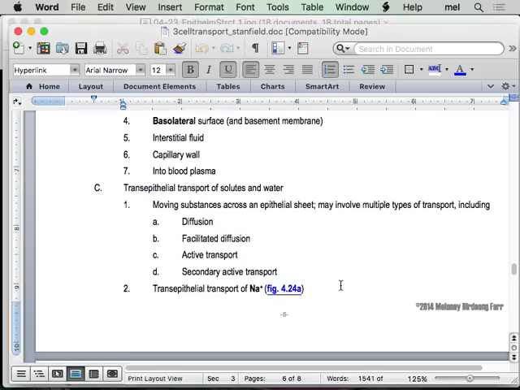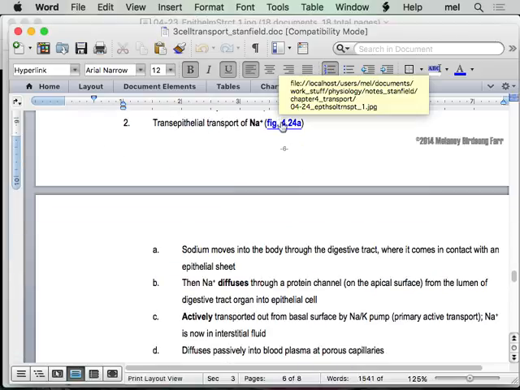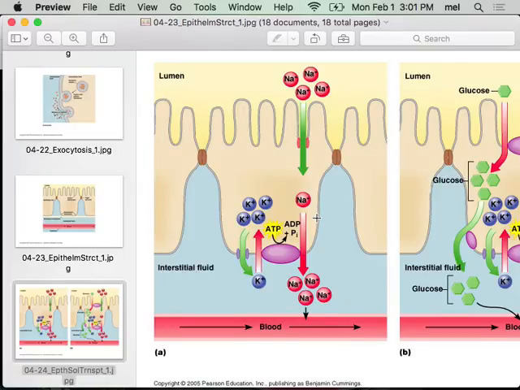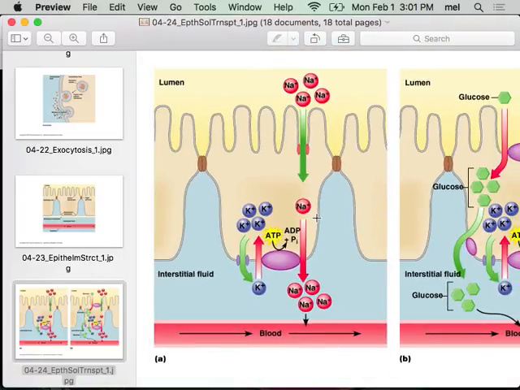Okay? So if we do transepithelial transport of sodium, I just ate Cheetos, and I want that sodium to end up in my blood plasma because, of course, I'm going to need it, right? So what I want to know is how am I going to move sodium across the apical surface? Right here, what kind of protein, what kind of transport, and why? It doesn't tell you because you should be able to figure it out.